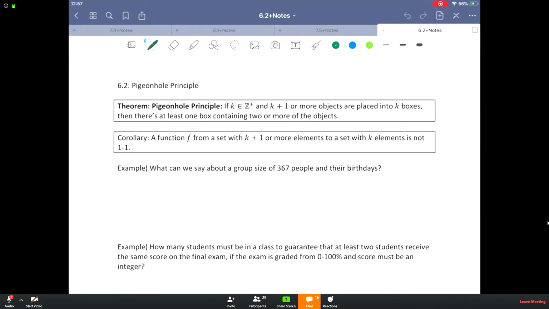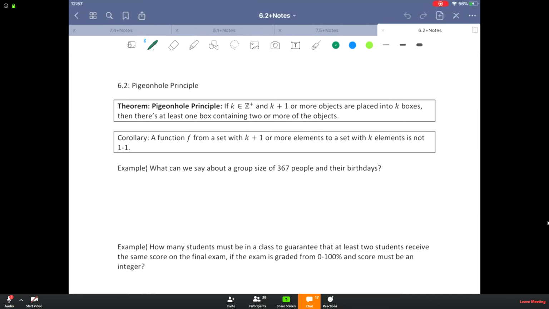So what the pigeonhole principle says is, if you have a positive integer k and k plus one or more objects put into k boxes, so that's like saying you have 10 pigeons trying to go into 9 holes, then there's at least one box containing 2 or more pigeons or objects. You can fill up all the holes, but you still have that one left over that you've got to throw in somewhere. And that corollary says we know that to be not one to one.